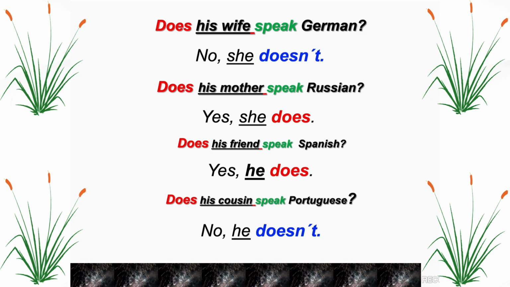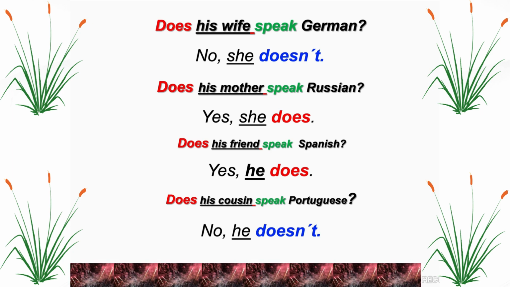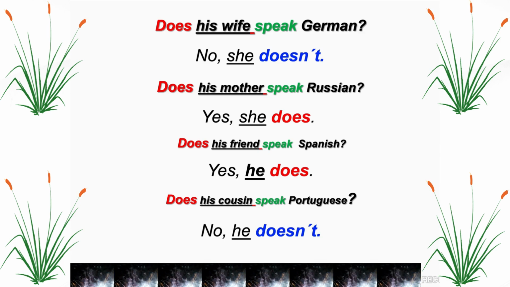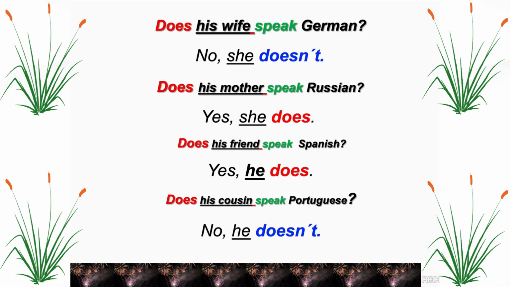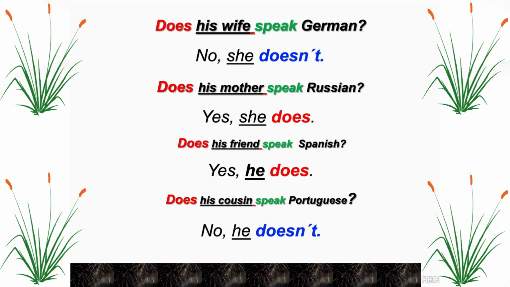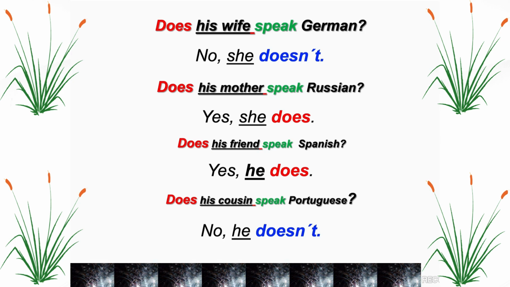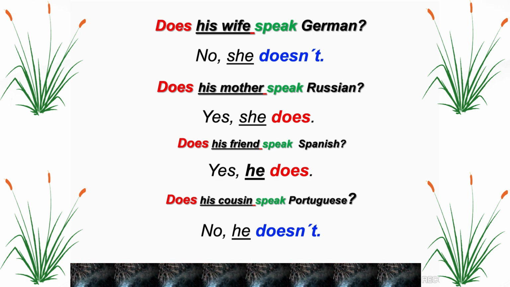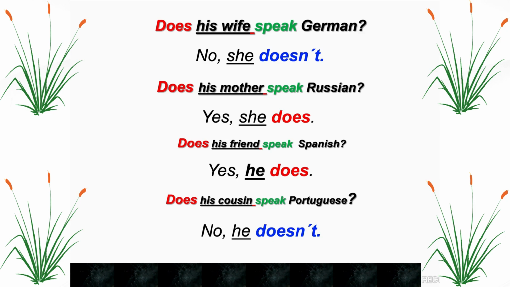Does his friend speak Spanish? Yes, he does. So his friend means he or she. We can say also, yes, she does. But here, okay, we chose, yes, he does. Let's go to the last question. Does his cousin speak Portuguese? No, he doesn't. We can say also, no, she doesn't, because his cousin means a girl or a boy.